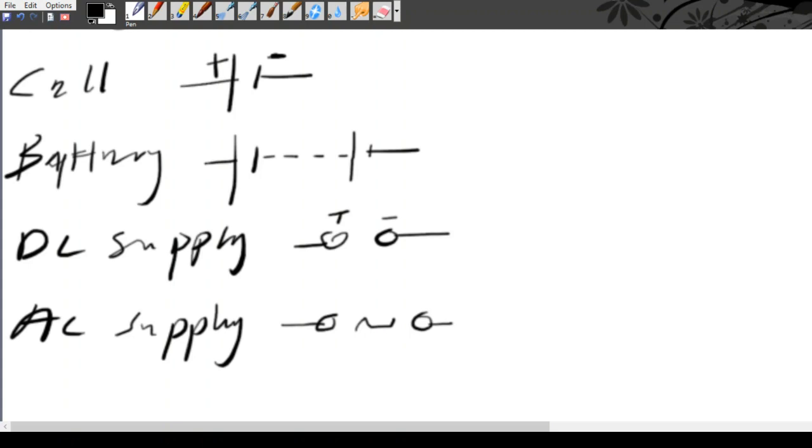So that's the symbol, and the function of AC supply is to supply electrical energy, and AC stands for alternating current. So this current continues changing direction. It does not move in one direction, but it continues to change direction. Let us look at the fuse.